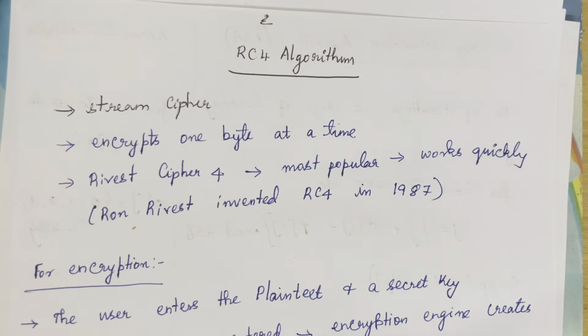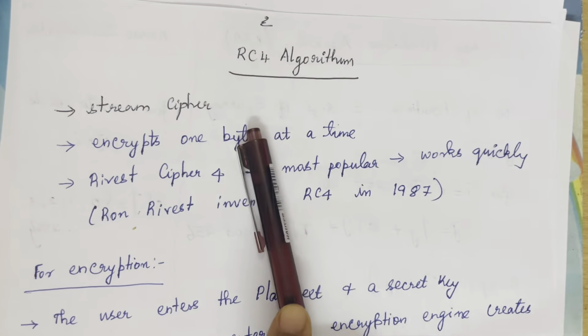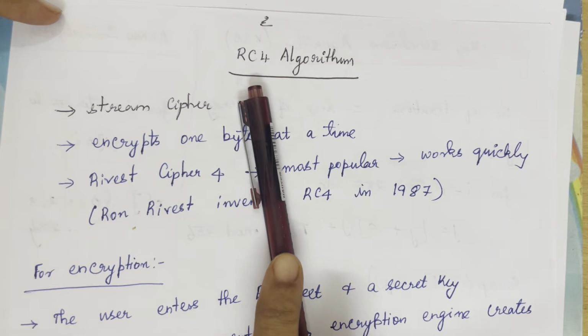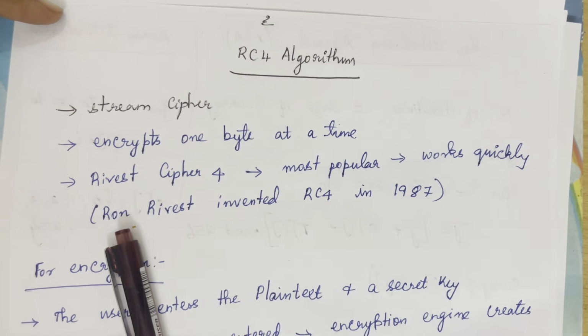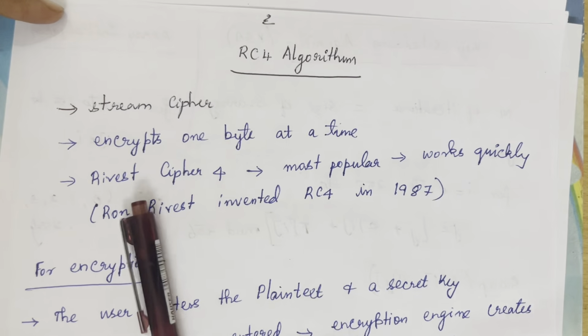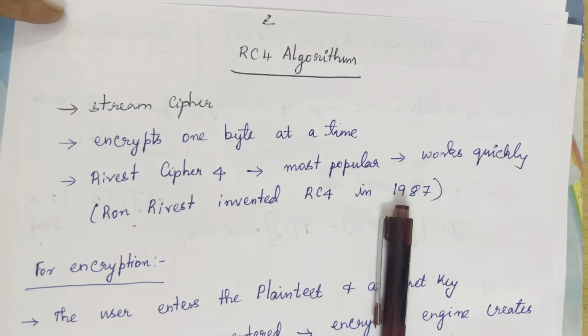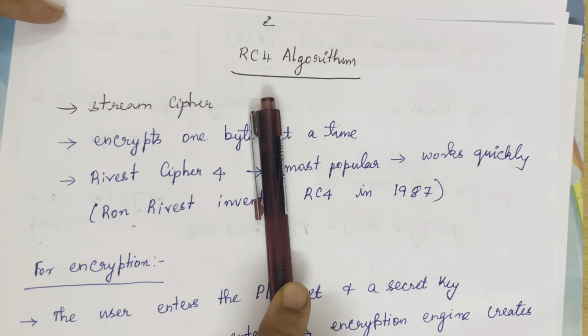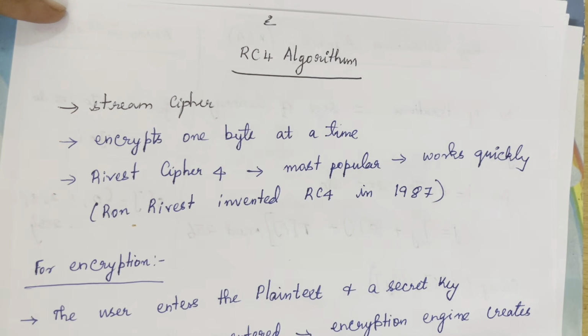Today I am going to take you through a new topic in cryptography and network security. The topic is the RC4 algorithm. The name RC4 came after the scientist Ron Rivest, who invented it. RC4 stands for Rivest Cipher. In the year 1987, Ron Rivest invented this particular algorithm, the RC4 algorithm.